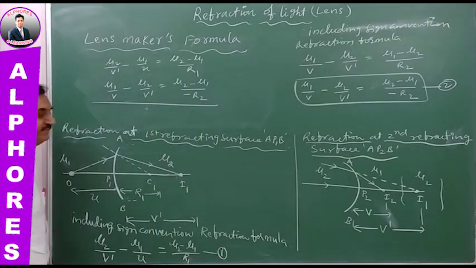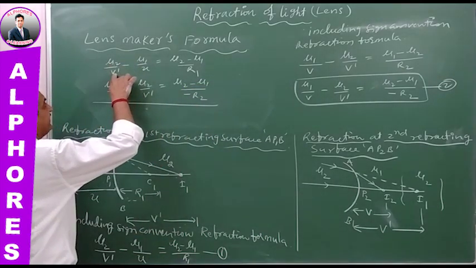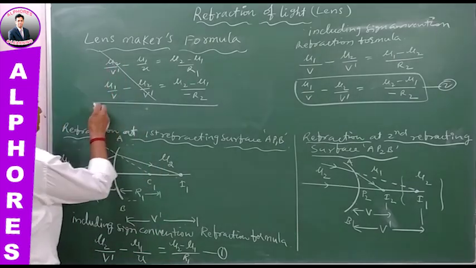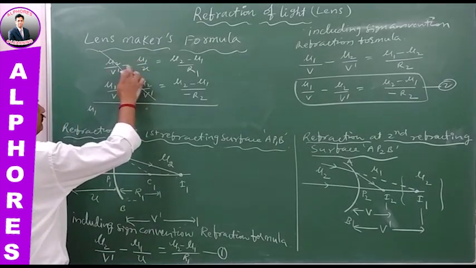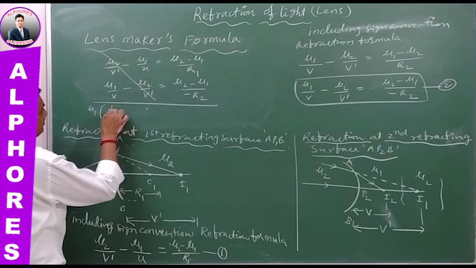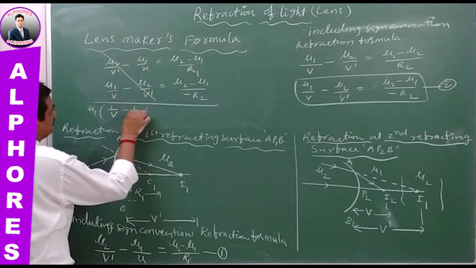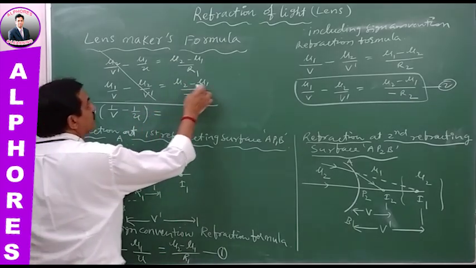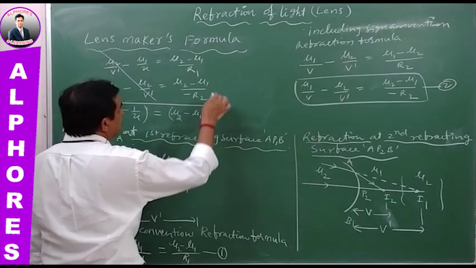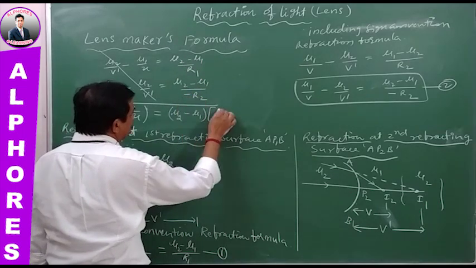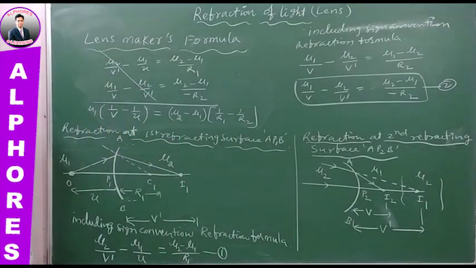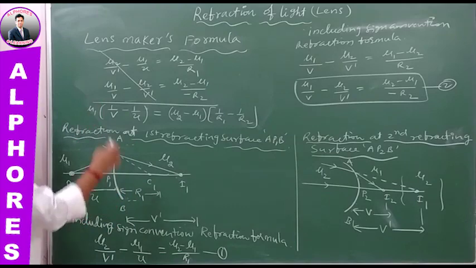Then add these two equations. Now see here, mu 2 by V dash minus mu 2 by V dash, these two get cancelled. Now the remaining value: mu 1 by V minus mu 1 by U. Taking mu 1 common, 1 by V minus 1 by U is equal to mu 2 minus mu 1, taking this common, and the remaining will be 1 by R1 minus 1 by R2. So this is the final answer after adding these two equations.